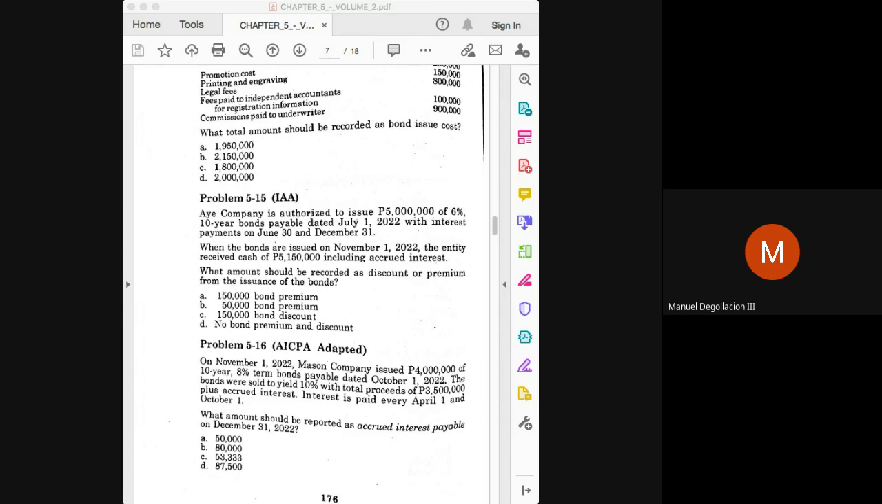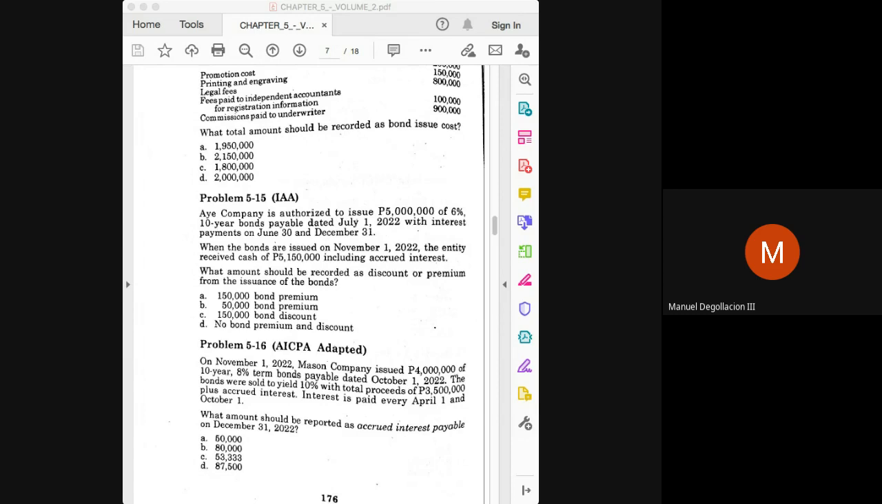Okay, and the important takeaway from problem 5-15 would perhaps be the distinction between the price and your cash proceeds, okay, which we will demonstrate here. The company is authorized to issue 5 million pesos of 6% 10-year bonds payable dated July 1, 2022 with interest payments on June 30 and December 31. So this tells us that the bond will pay interest semi-annually, and the payment will happen on June 30 and December 31 of each year.